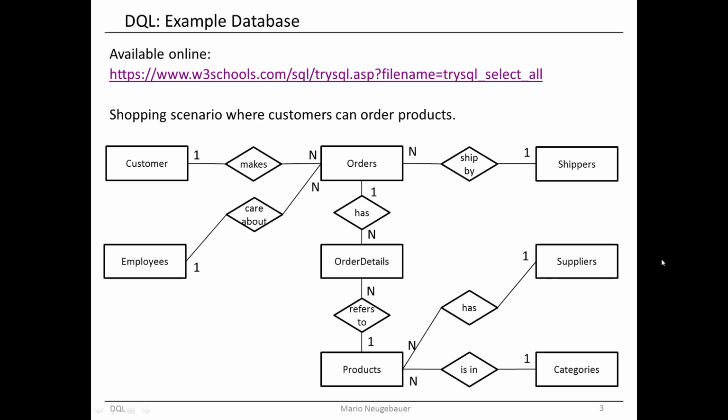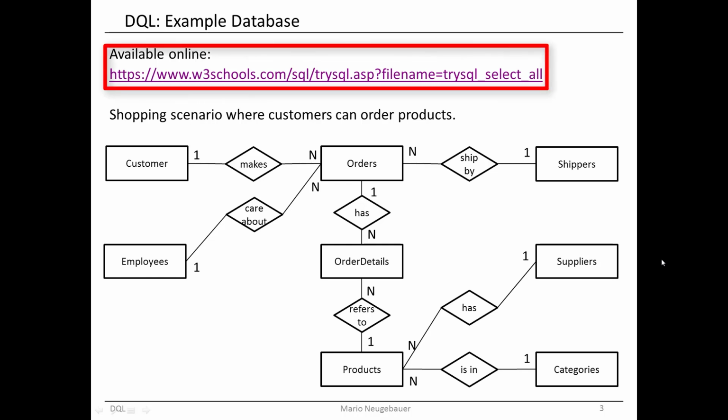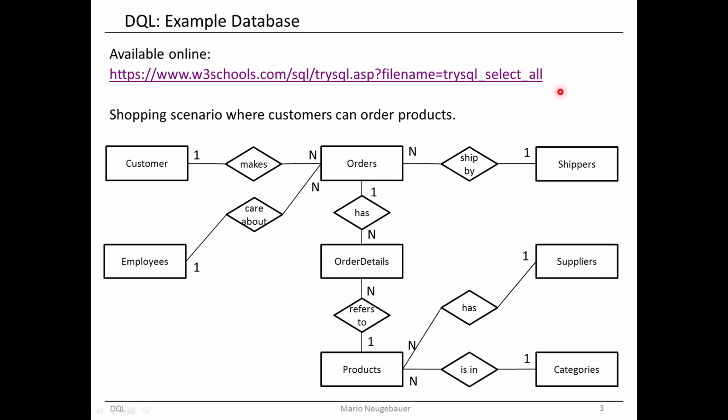In the following, we will always refer to a simple example which is available online. You can reach the example database at this location on the web, and you can even modify this database. You can add tables, you can add entries into the tables and so on. Let's first have a quick look at the entity relationship model of the online database, and then let's have a look at the online UI of the database.